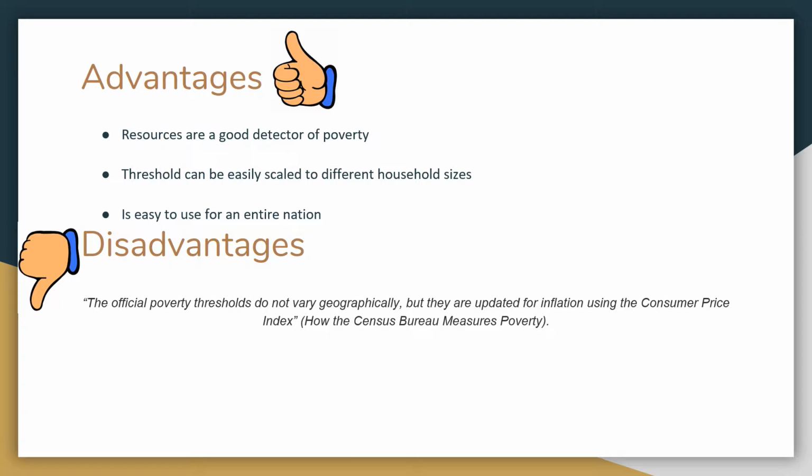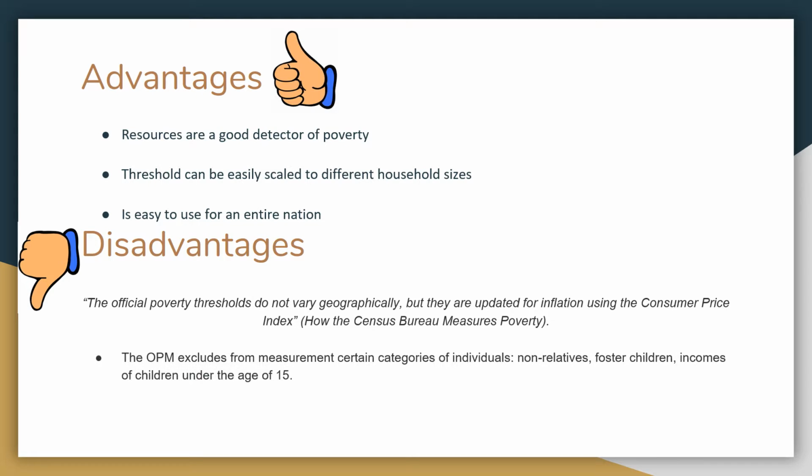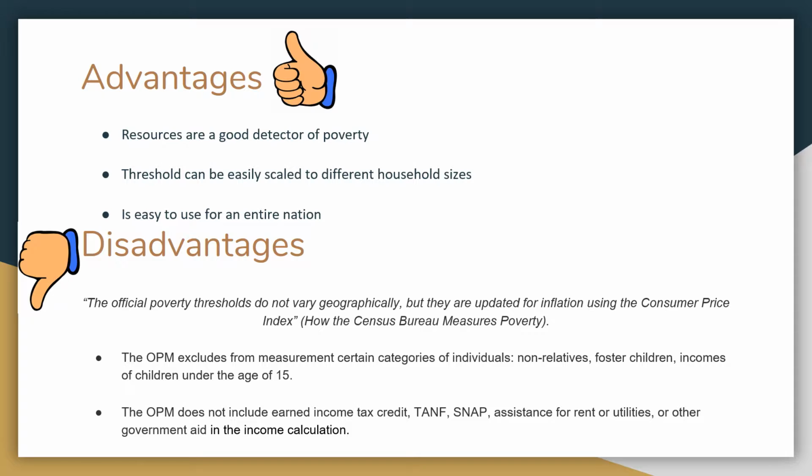Disadvantages include the official poverty thresholds do not vary geographically, but rather are updated for inflation using the Consumer Price Index. Additionally, the OPM excludes from measurement certain categories of individuals. Lastly, the OPM does not include Earned Income Tax Credit, TANF, SNAP, assistance for rent or utilities, or other government aid in the income calculation.